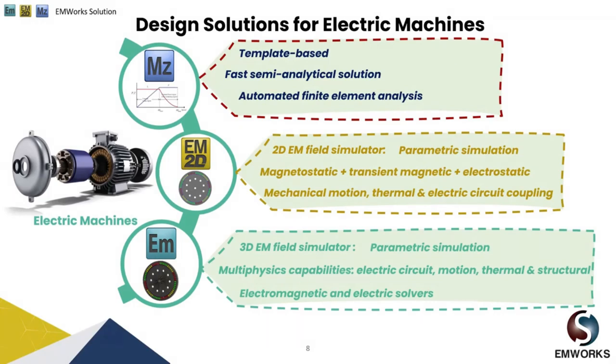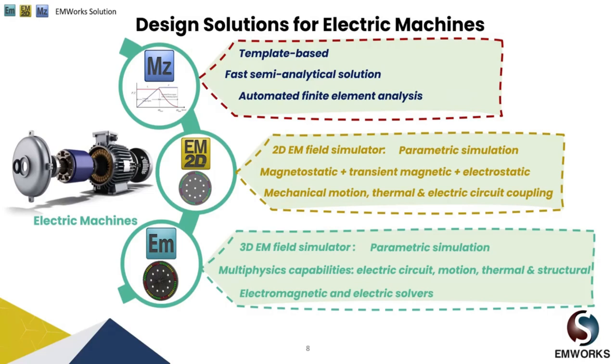Second, we have the AIMWorks 2D tool. It is a 2D electromagnetic simulation software that uses the finite element method to solve magnetic, electric and transient problems. AIMWorks 2D allows you to study the effects of geometric or simulation parameter changes on the design. It also allows you to couple a transient magnetic study to mechanical motion and thermal.